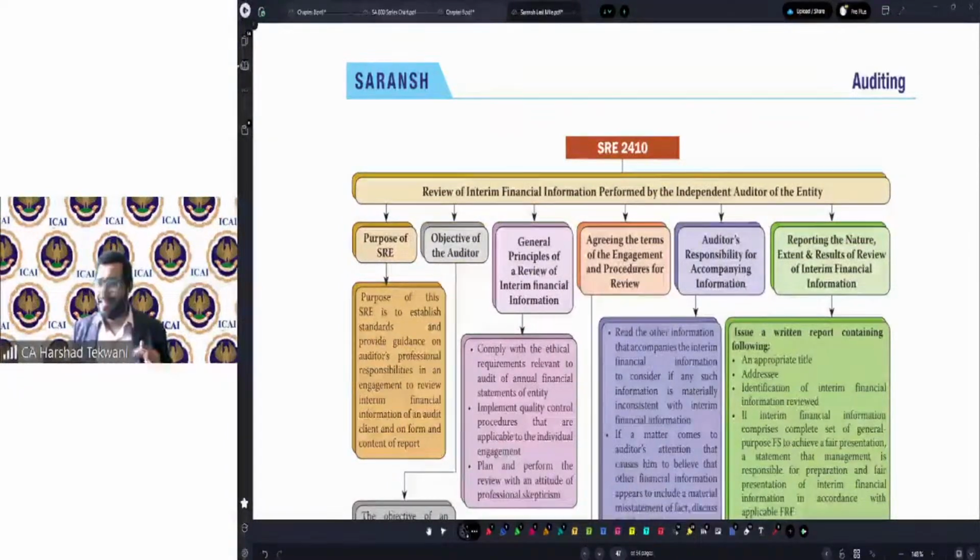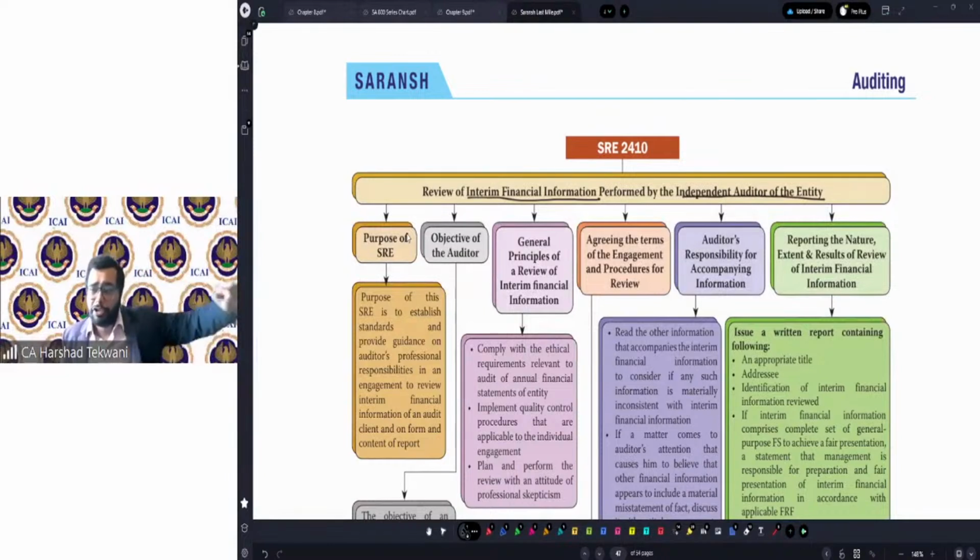Now, this SRE talks about review of interim financial information. Interim, not the historical. We are talking about interim over here. And that is performed by the independent auditor of the entity. So we are not using the term practitioner over here. We are not talking about historical financial information. We are talking about interim financial information, and that is being performed by the independent auditor of the entity.